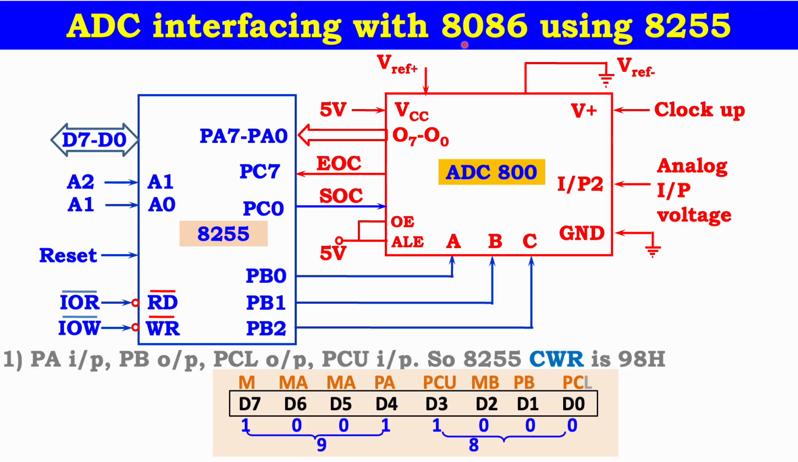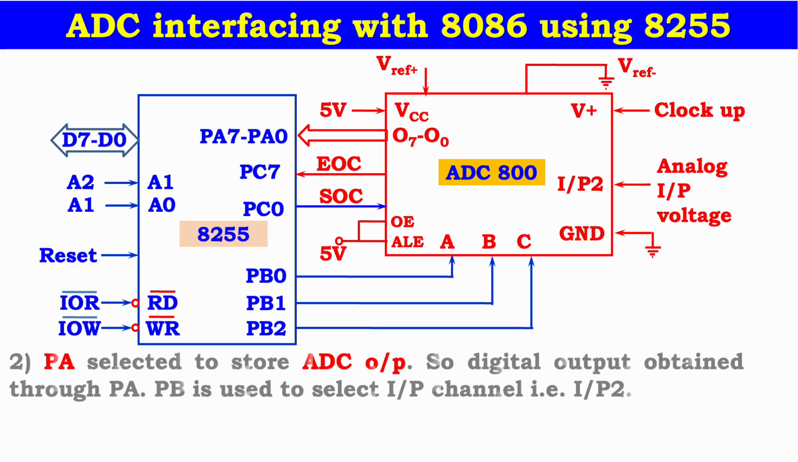So we will go to the second step, step number 2. See there, the higher nibble is 9, the lower nibble is 8. Is it 8? 2 power 3 is 8. This is 0, this is 0, this is 0. So 98. So the control word register for interfacing port A, port B and port C is 98H. This control word is used for assembly language programming. When you are writing the program for the ADC interfacing, this is a very important calculation that we can use later.